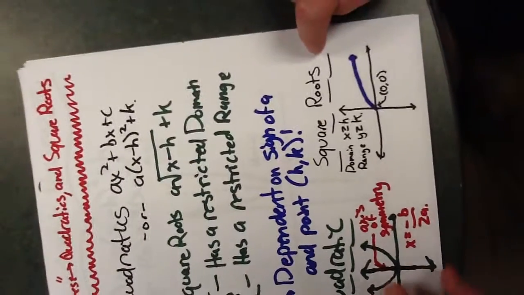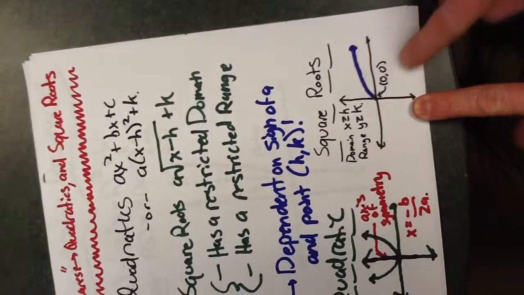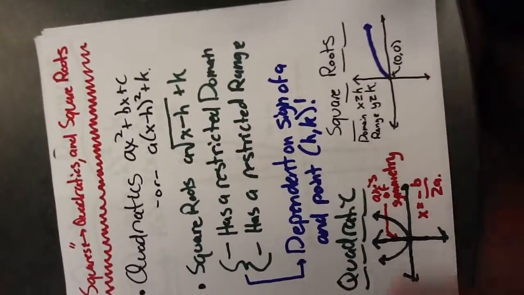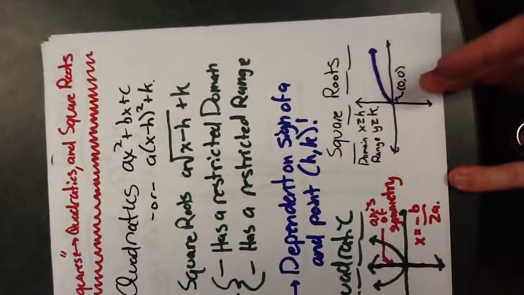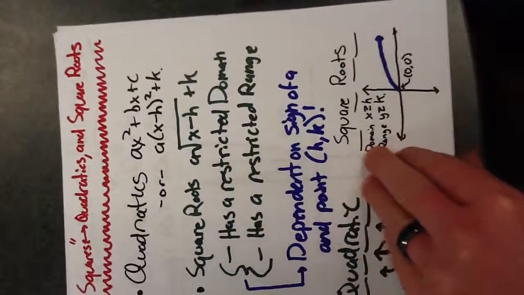And the square root, once again, looks like this. We can't go down to the bottom for two reasons. We can't take the square root of a negative, plus it would not satisfy the vertical line test.